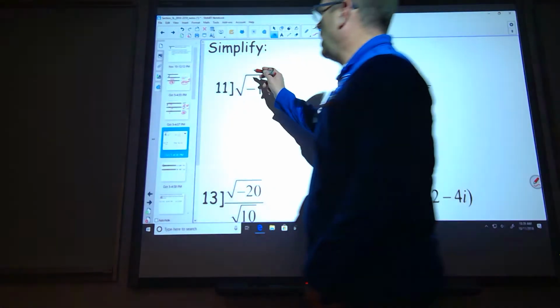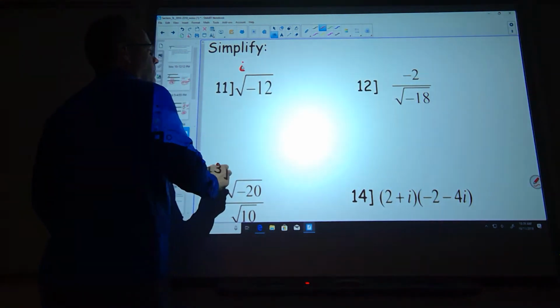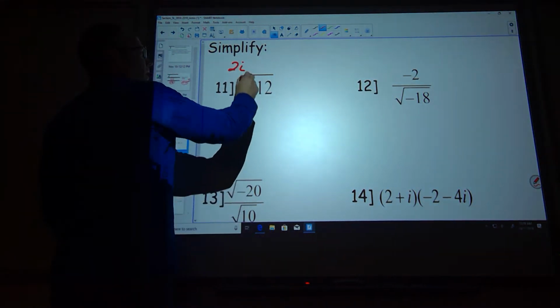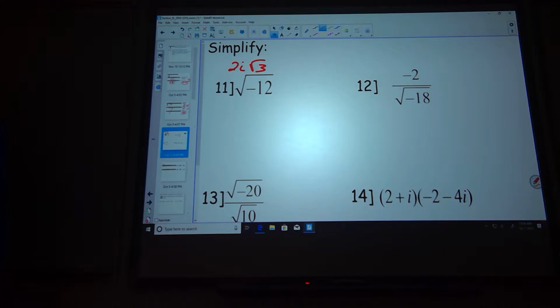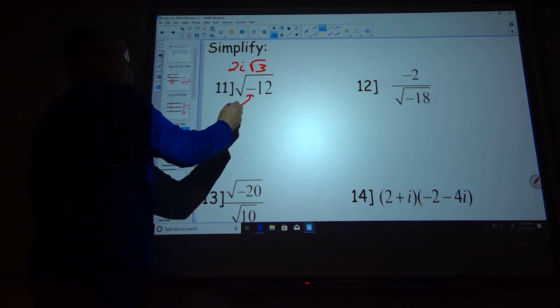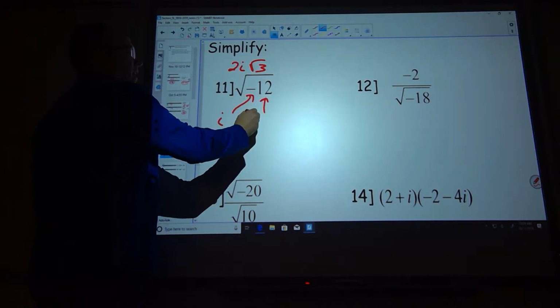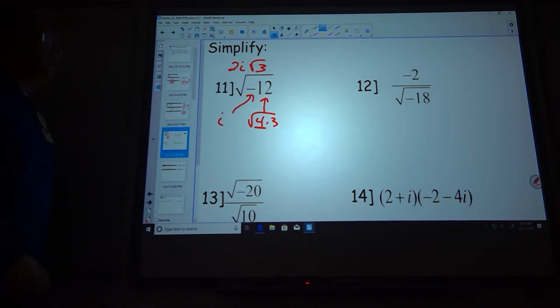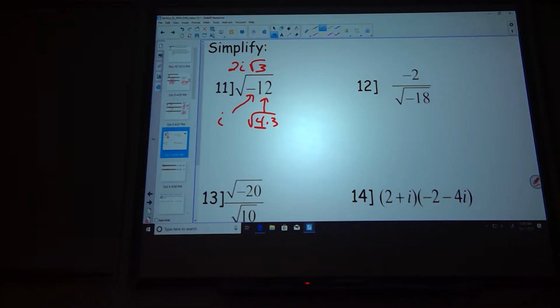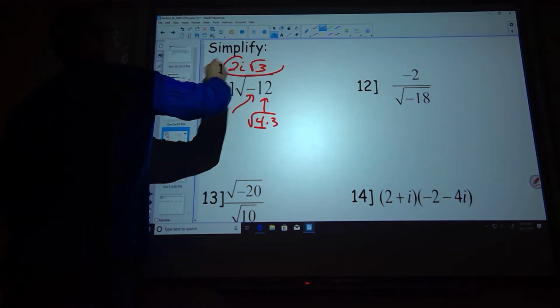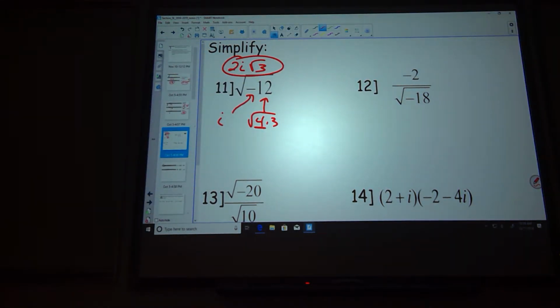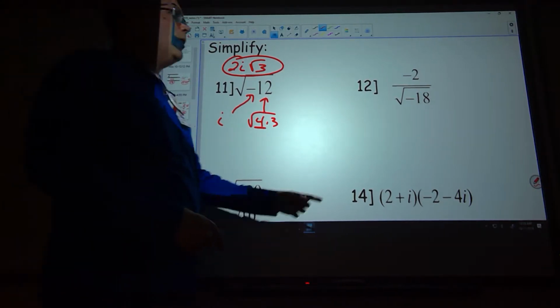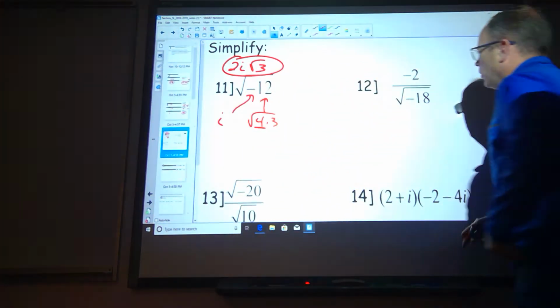So I recognize that I'm going to have an I for part of my answer. I'm going to have a 2 for part of my answer, and then I have a root 3. Where did that all come from? Well, the I came from there. And then that's 4 times 3. It's still under square root, so square root of that. Agree? Here's the answer right here. 2i root 3.